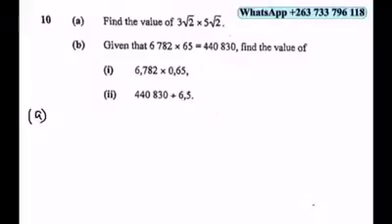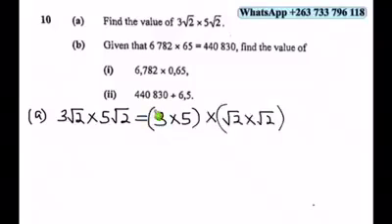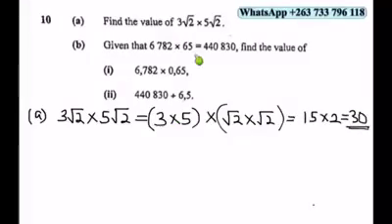Then on number 10 we're asked to find the value of 3 root 2 times 5 root 2. So let's multiply the numbers outside the root, then we'll multiply the roots. Therefore it's 3 times 5, which is outside, this my 3, this my 5, then here root 2 times root 2. Therefore root 2 times root 2 will give me 2. You just remove the square root. Then 3 times 5 is 15. So this will be 15 times 2, which is 30. So that will be my final answer.